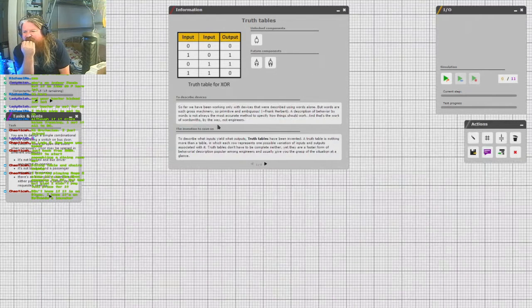To describe what inputs yield what outputs, truth tables have been invented. A truth table is nothing more than a table in which each row represents one possible variation of inputs and outputs associated with it. Truth tables do not have to be complete, either. They are a faster form of behavioral description, popular among engineers, and usually give you the grasp of the situation at a glance.